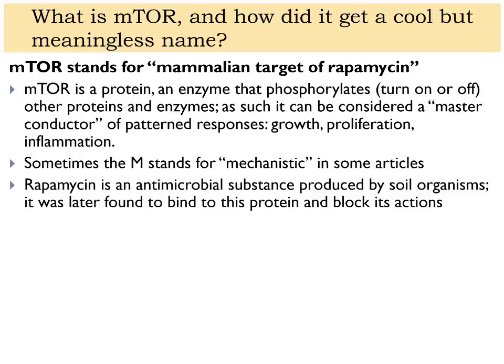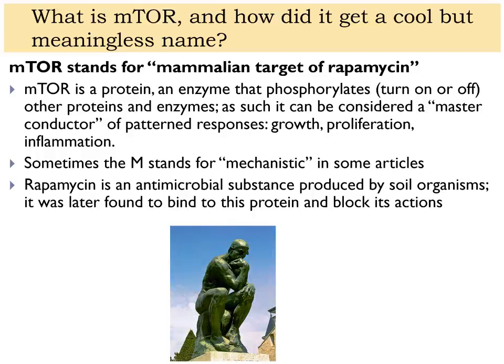Rapamycin is an antimicrobial substance produced by soil microorganisms. It was later found to bind to this protein and block its actions. And as is very common in the drug world, when they find a drug product that binds to a protein, they usually end up naming the protein after the drug. So in this case, we end up with mammalian target of rapamycin.